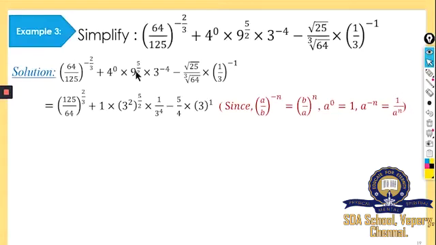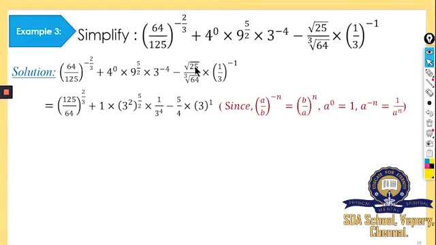And here 9 power 5 by 2. So here 9 can be written as 3 square since 3 into 3 is 9, and to the power 5 by 2 write as such. Now here 3 power minus 4. If you observe this, this is in the form of a power minus n, right? So now we have studied one law, a power minus n equals 1 by a power n. So if you apply this law to this term, you will get 1 by 3 power 4, since a value is 3 and 4 is n value.